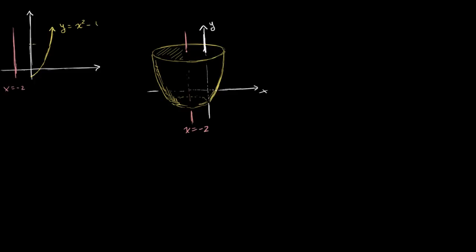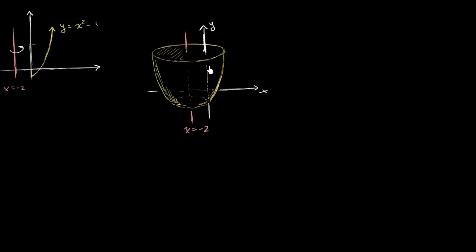Let's do another example, and this time we're going to rotate our function. We're going to rotate it around a vertical line that is not the y-axis. We're going to rotate y is equal to x squared minus 1, or at least this part of it, around the vertical line x is equal to -2. And if we do that, we get this gumball shape that looks something like this.